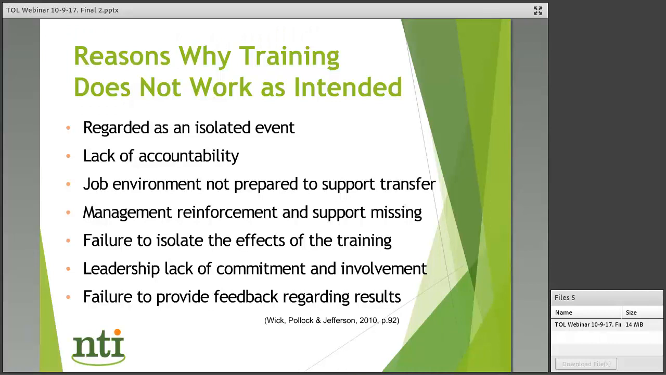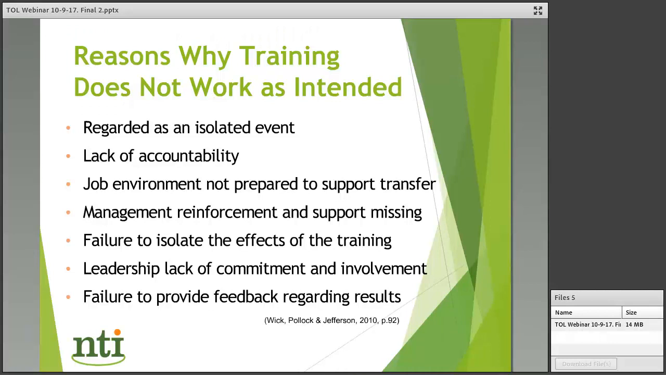So, reasons why training does not work as intended. Oftentimes people talk about, well, I went to a training, and that training window is I showed up in the classroom or I showed up online, I did the training, and that was over. What we really want to think about is extending the time frame for thinking about training as a long-term event, to increase the beginning, the middle, and the end of what we consider to be the training period. So we're going to talk about that.